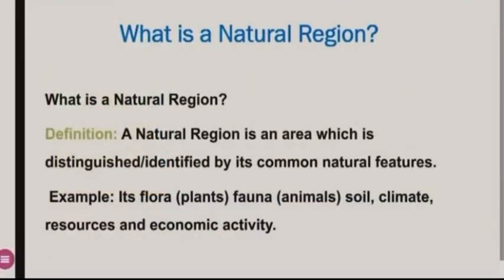What is a natural region? Let's find out. The definition. A natural region is an area which is distinguished. Another word for distinguish is identified by its common natural features. Example, it's flora, and flora means plants, fauna, which means animals, soil, climate, resources, and economic activity.